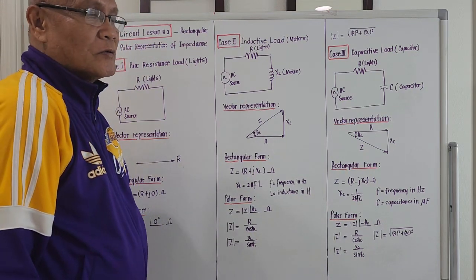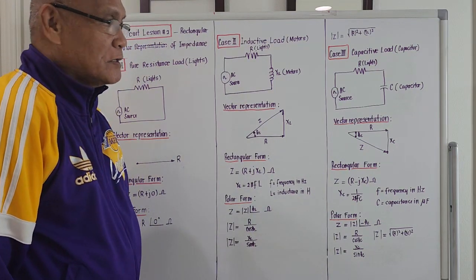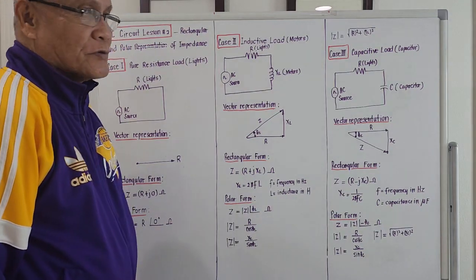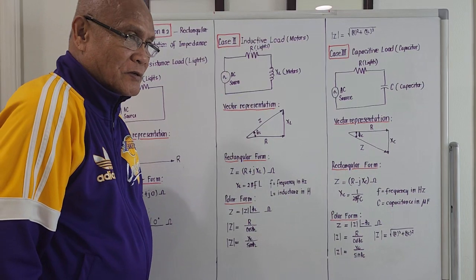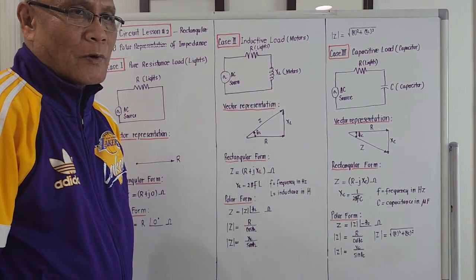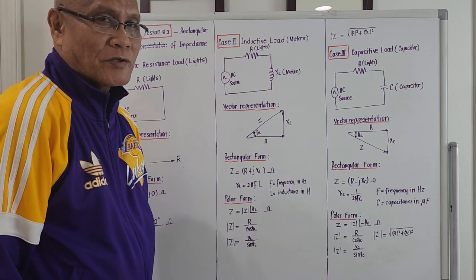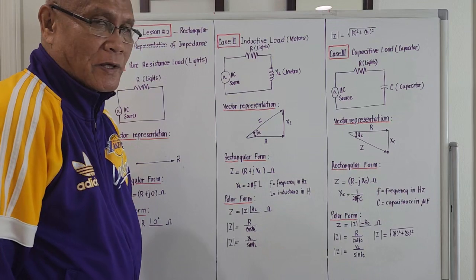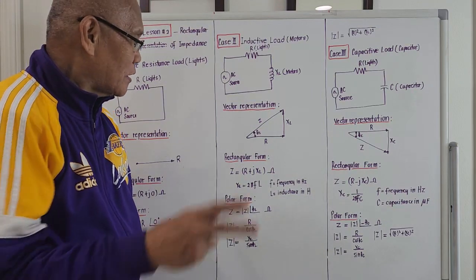The foundation of AC circuit is actually the rectangular and polar representation of impedance. So this will now be an application of our knowledge of the so-called complex numbers. Meaning complex number, it has a real part and the so-called imaginary part. Okay, let's proceed.